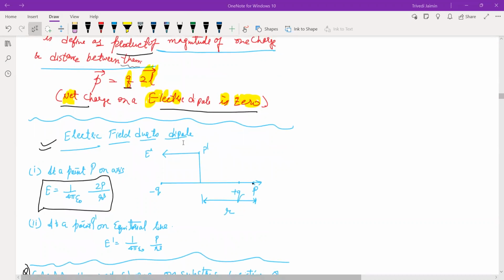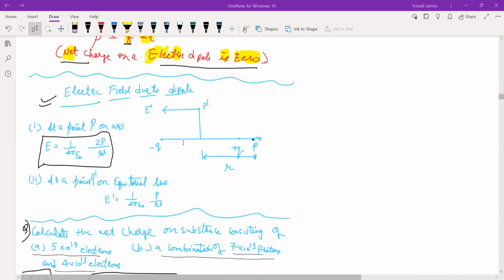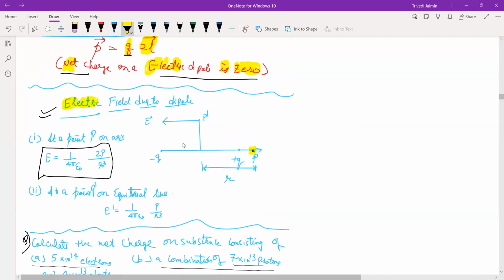Now, electric field due to a dipole. We are taking a point P somewhere on the axis. The same way as we wrote before, we get E equals 1 by 4 pi epsilon naught into 2p by r cube, where r is the distance from the center O. Let's not say origin, let's say center.